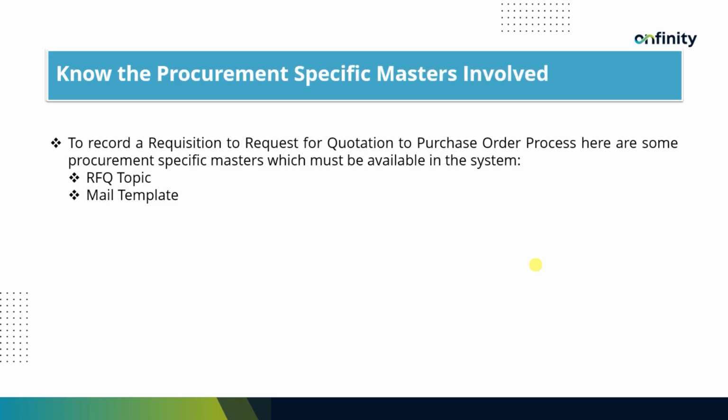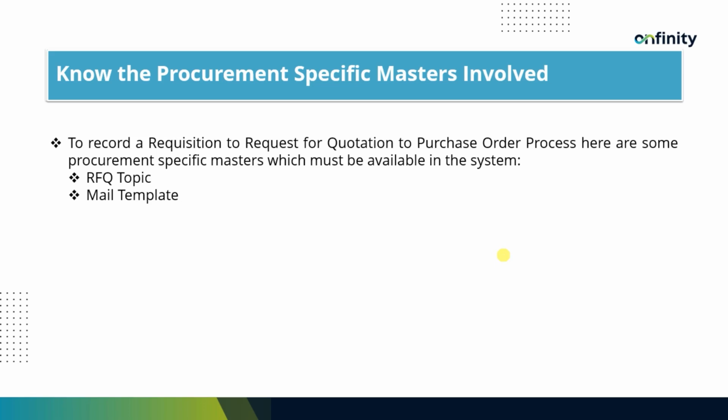Now let's take a look at the procurement-specific masters involved in the process. To record a requisition to request for quotation to purchase order process, here are some procurement-specific masters which must be available in the system: RFQ topic, mail template.